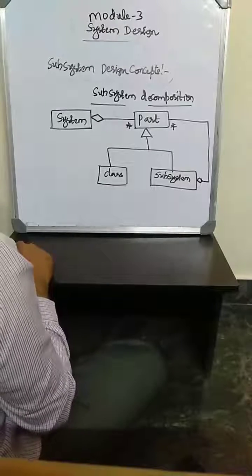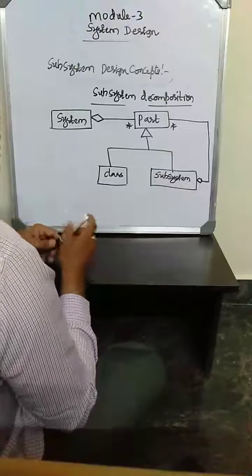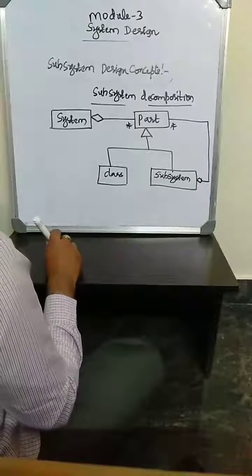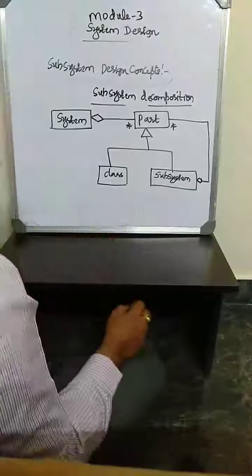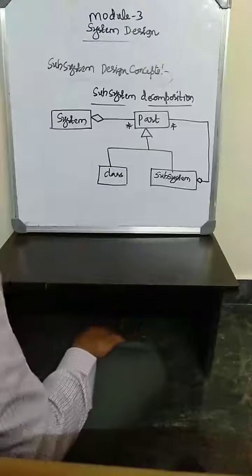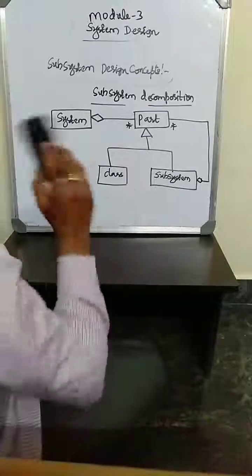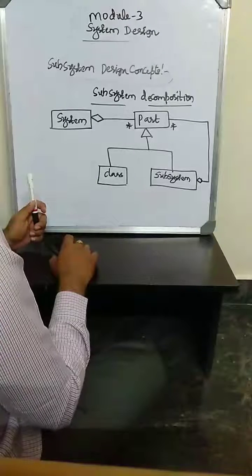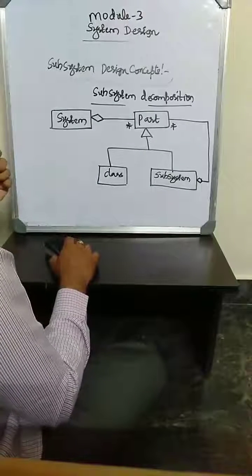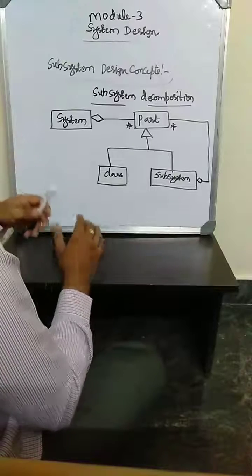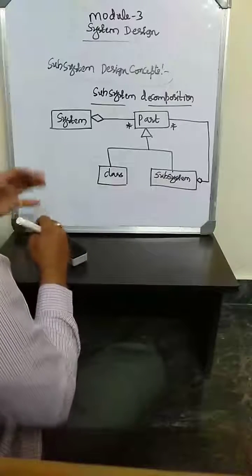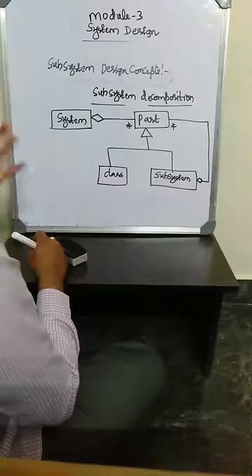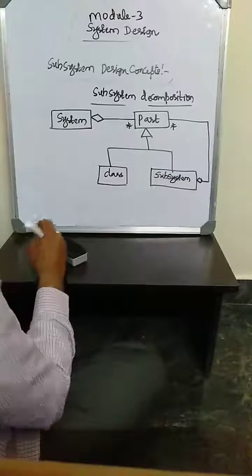In my next class we will understand more about the different particular things: cohesion, layering, decomposition, and then services and subsystem interfaces. So this is the UML diagram of subsystem decomposition. In my next video we will understand more about how exactly the layering, cohesion, structuring, organization, and still more important activities with respect to the design.